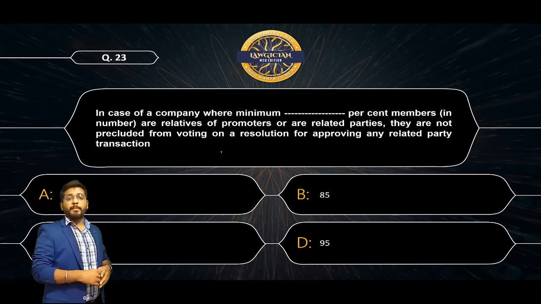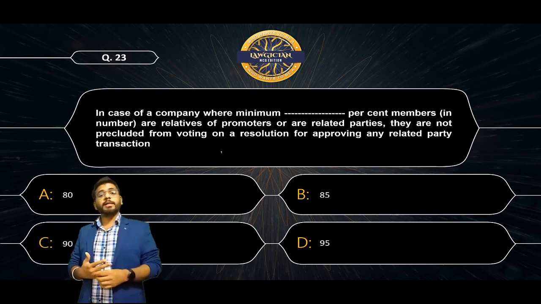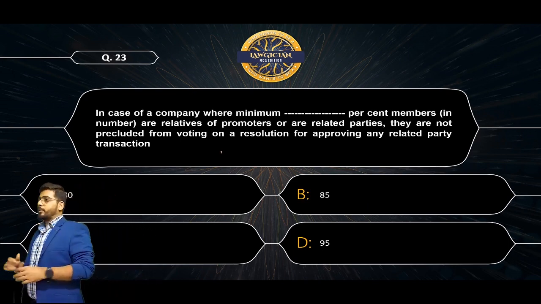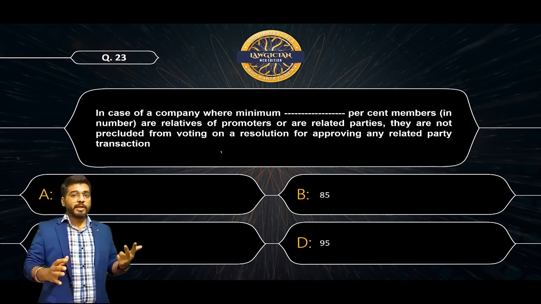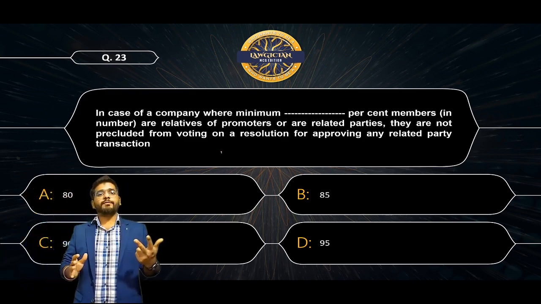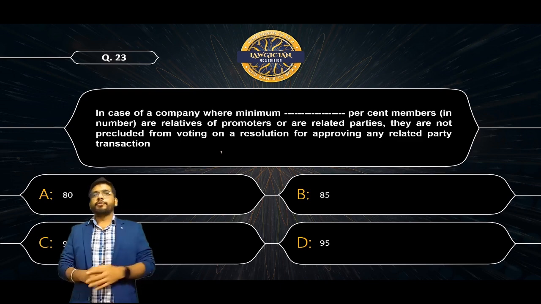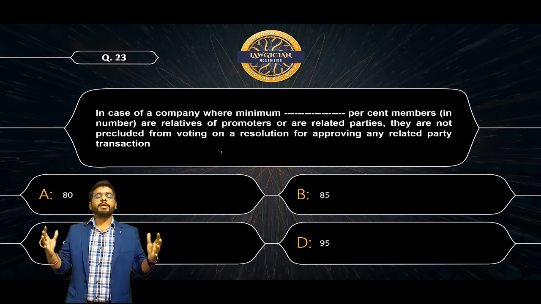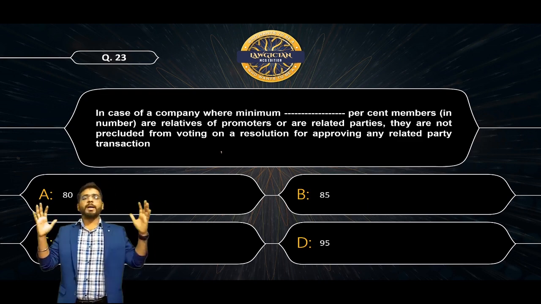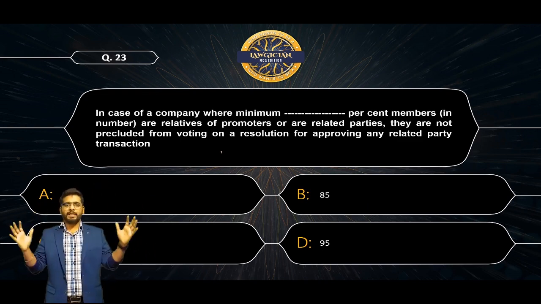Or at least most of them are related parties, or at least a majority are related parties. Wait, first you said all, then you said most, then you said majority. Sir, this is confusing. Make the law precise. So they said, in case you are a related party to any transaction, you are not allowed to participate in that board meeting. That is very, very clear.